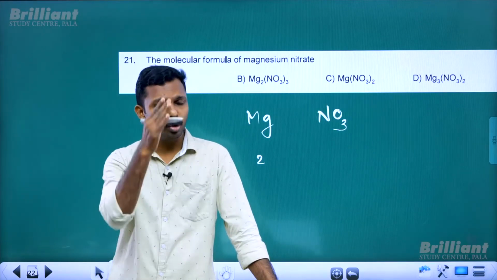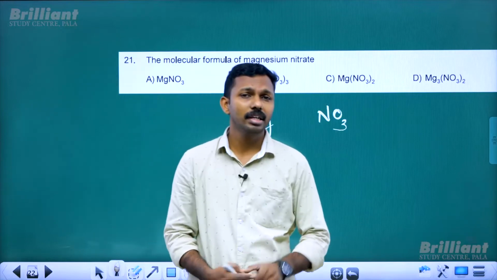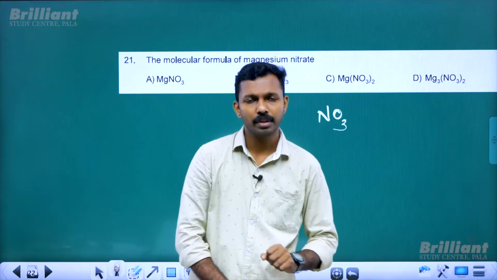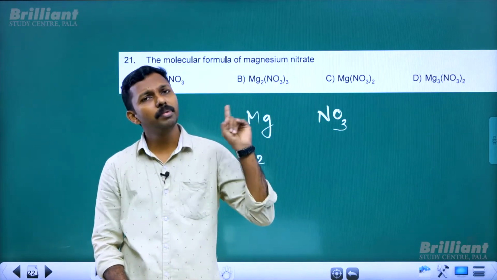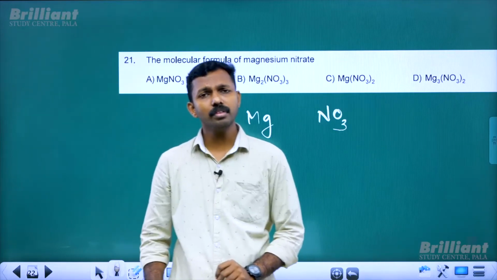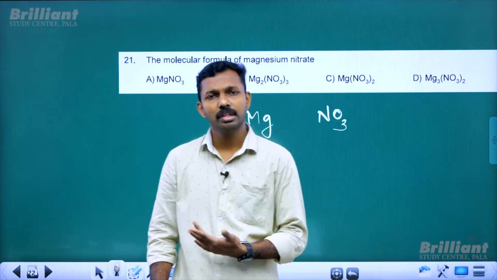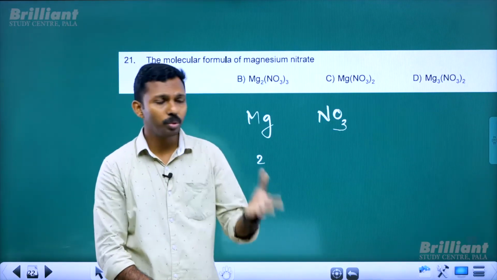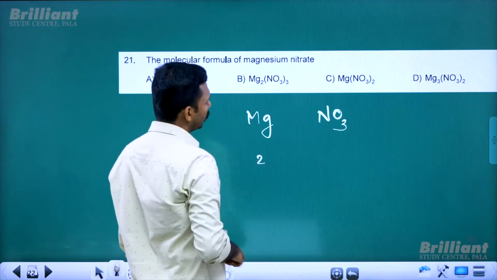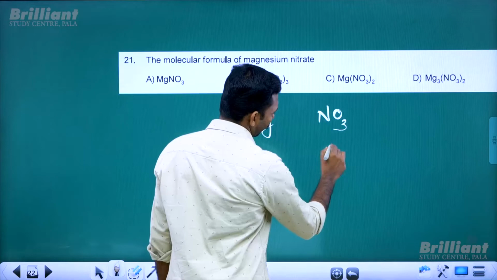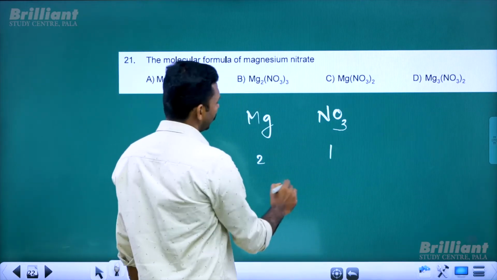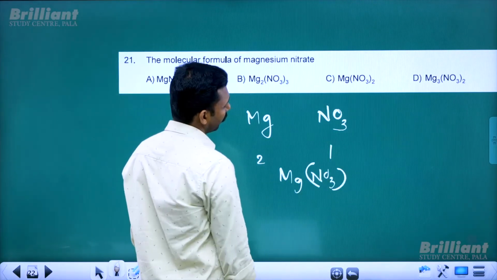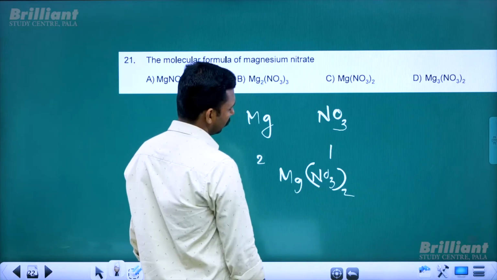S block elements, that is group 1 and group 2 of the periodic table, have constant valency. For the first group, their valency will be plus 1. Don't forget, in every compound, they will be in plus 1 oxidation state or valency. That means they can release only 1 electron. In the second group, we can consider plus 2 as their valency because they can release 2 electrons. So Mg 2 and NO3 minus 1. So crossing these values, we will get Mg NO3 twice.